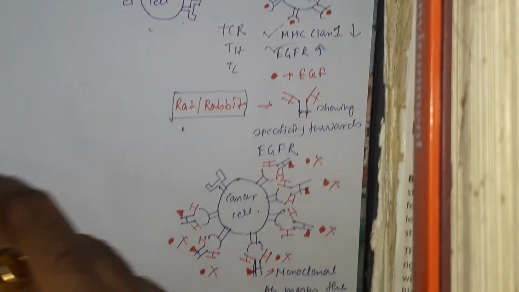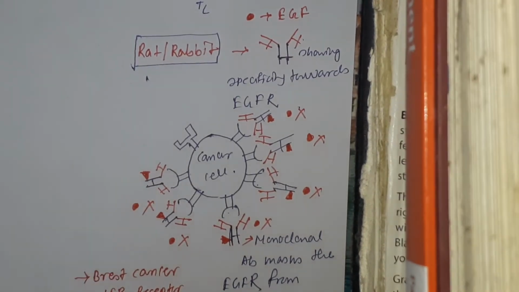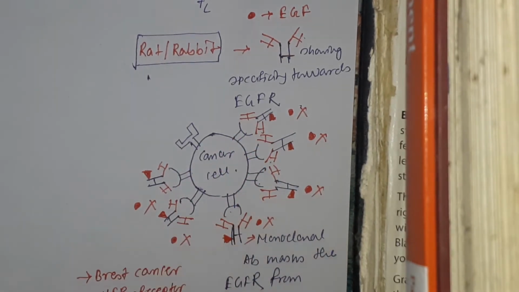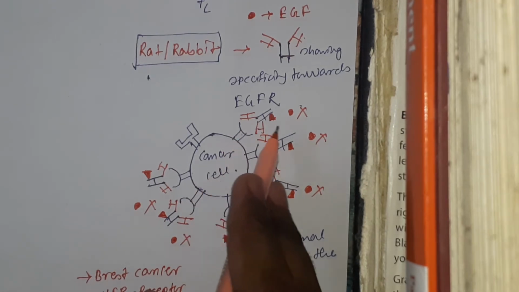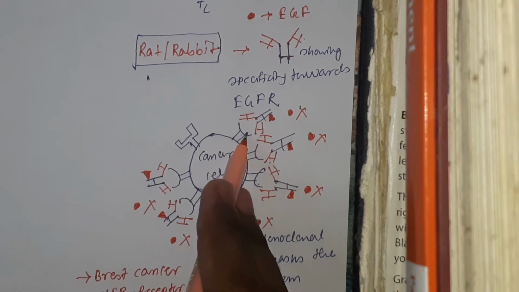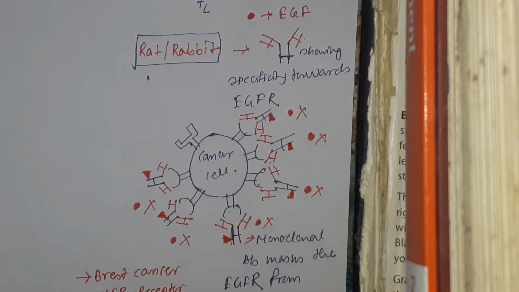So when we inject this monoclonal antibody, these monoclonal antibodies will go against this epithelial growth factor receptor and mark the epithelial growth factor receptor, so that this epithelial growth factor cannot bind with this epithelial growth factor receptor. That is why the signaling pathway will not start. That is why the cancer cell will not be able to grow further and divide, right?